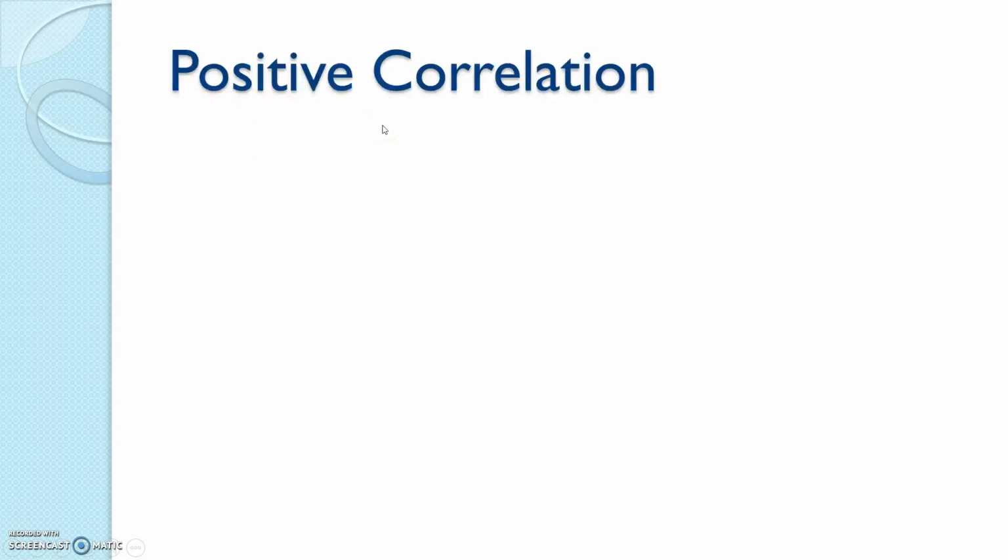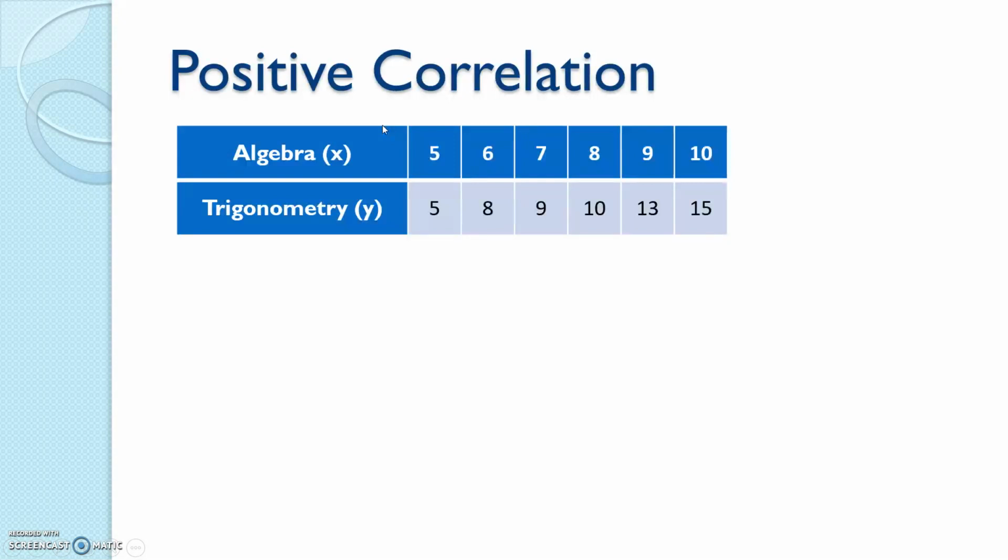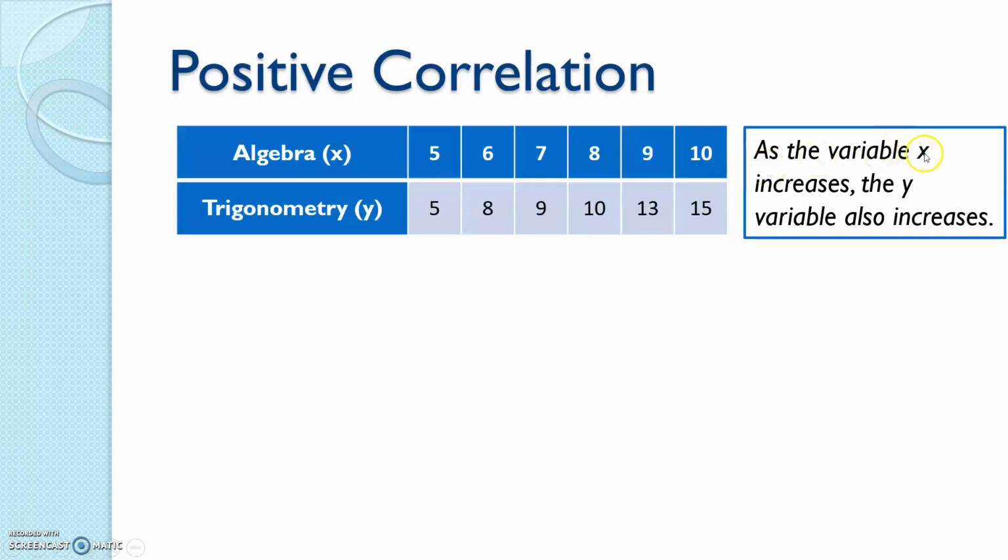Positive correlation, for example: you're trying to know if there is a significant relationship between your scores in algebra and your scores in trigonometry. Look at the values. As you can see, as the value of x increases, the value of y also increases. And that is a positive correlation. So that means as the variable x increases, the y variable also increases.